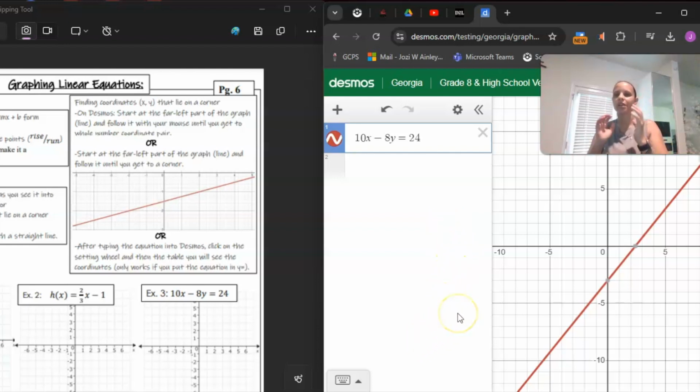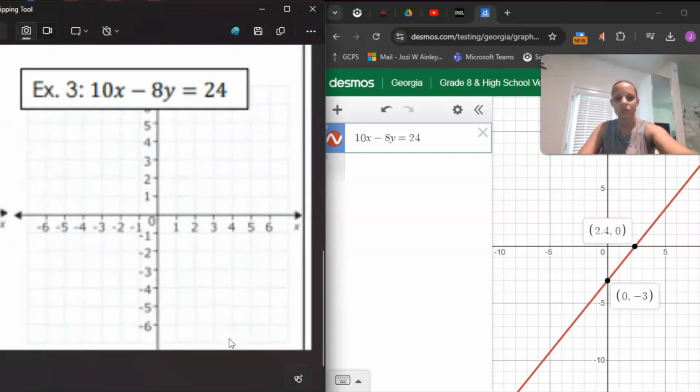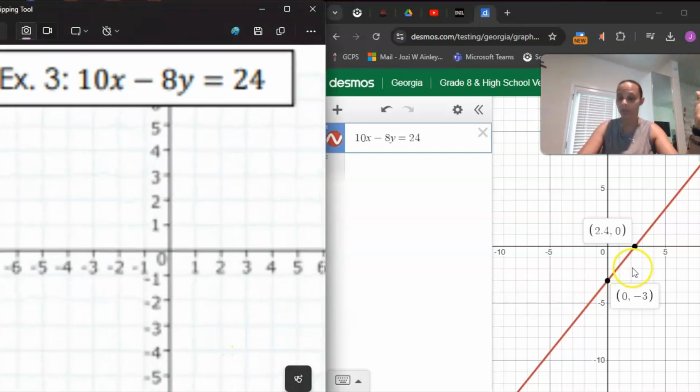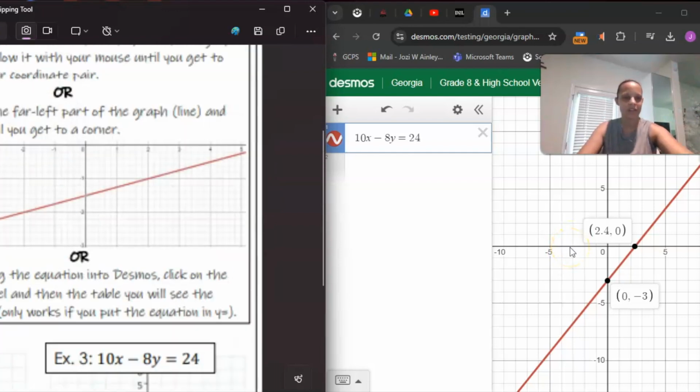The problem is you got to take your answer from Desmos and put it in the platform. So again, if I have x and y-intercepts, boom, I'm good. But the problem with this is you have 2.4. You cannot plot 2.4 because you're not going to be exact. So we need a different way of getting points. I have one point, which is 0, negative 3. So I have this point right here. But I cannot guess, like I can't put it right here. It has to be a whole number. So that is not a point. So what do I do when I don't have an exact number?